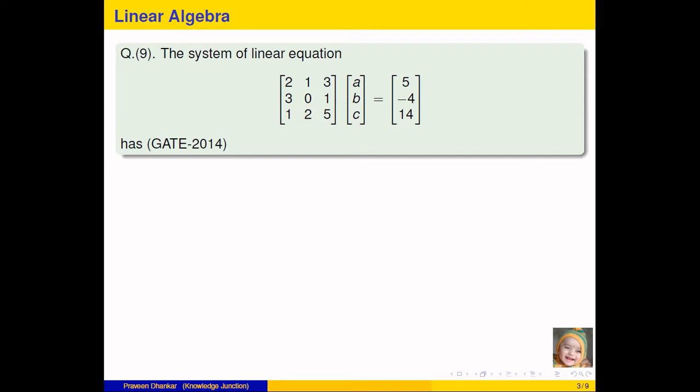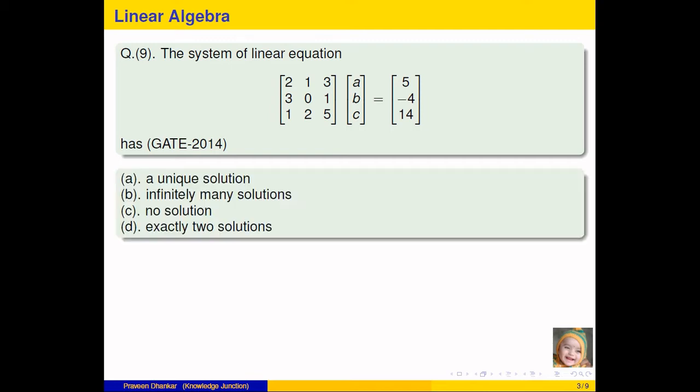The system of linear equations is given with coefficient matrix [2 1 3; 3 0 1; 1 2 5], unknown matrix A, B, C, and constant matrix 5, minus 4 and 14. This question came in GATE 2014 and your options are: A, unique solution; B, infinitely many solutions; C, no solution; D, exactly two solutions.